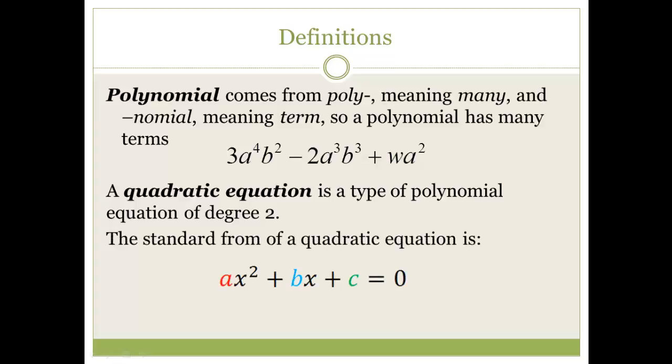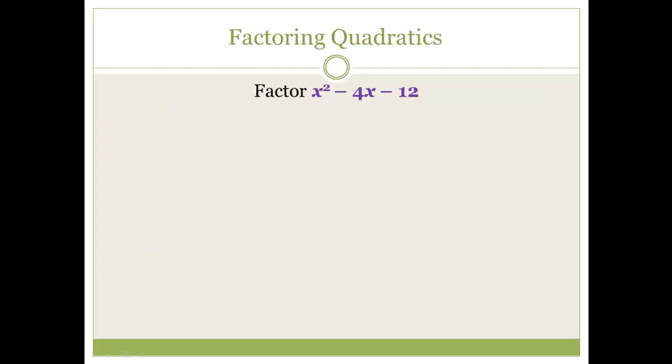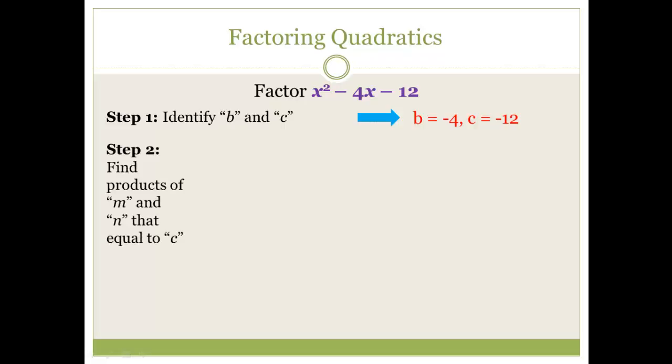This is called the standard form of a quadratic equation. Let's practice by factoring this quadratic. First, using the standard form of quadratics, find b and c. b is -4 and c is -12. Next, find unknown numbers m and n that when multiplied together equal c or -12.